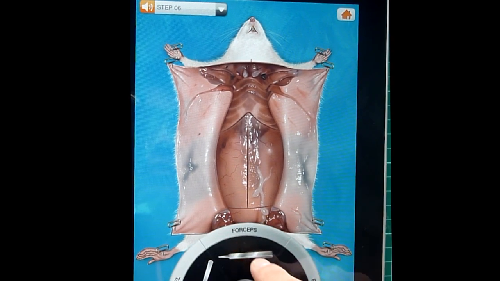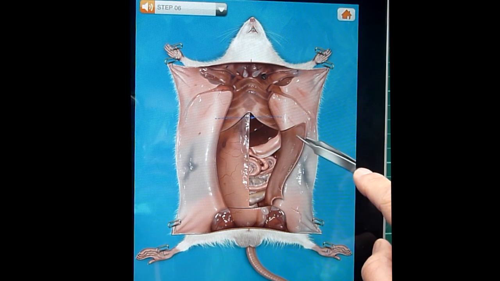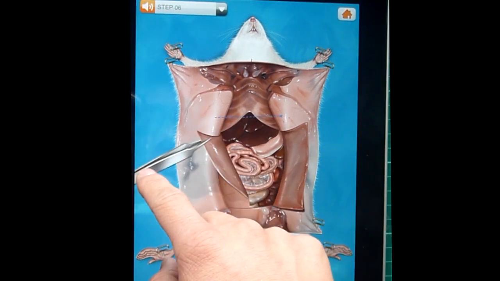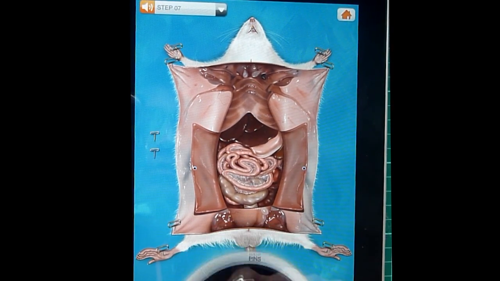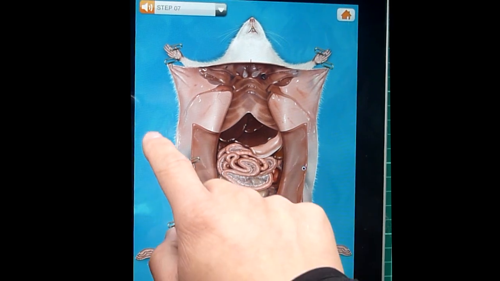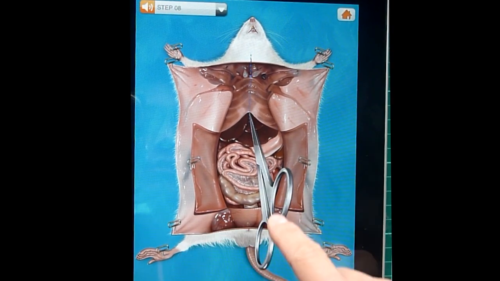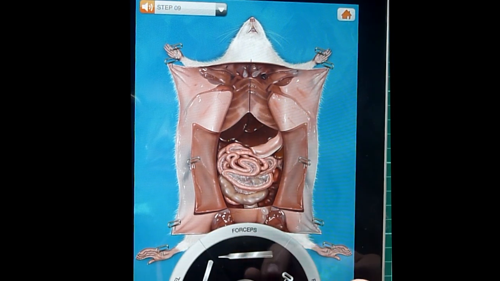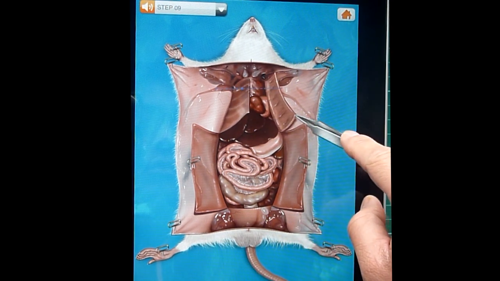Holding the muscle flaps with the forceps, separate the muscles from the tissue below. Pin the muscle flaps to the dissection pan. Use the scissors to cut the sternum along the midline. Gently pull apart the 2 halves of the rib cage with the forceps to expose the organs.